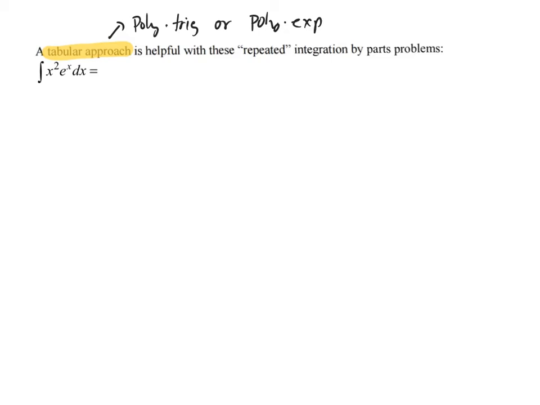Now the first step is still the same. You have to choose a u and a dv. And since polynomial comes before exponential, I'm going to choose my u to be x squared. But I'm going to write it in a little bit of a different format. I'm going to have a u column, and I'm going to have a dv column. Okay, so x squared is going to be my u, and my dv is going to be e to the x. Now for my u column, what I'm going to do is take the derivative all the way down this list until I get to 0.